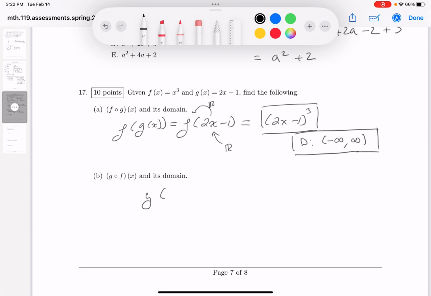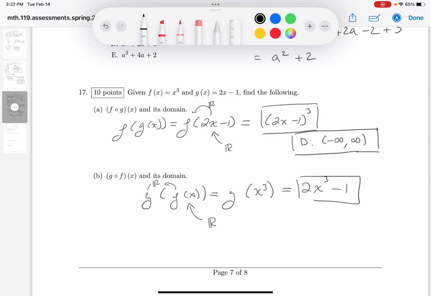This is g of f of x. Well, what's f? It's x cubed. What does g do to it? It doubles the argument and then takes 1 from it. All right, let's go over this domain range thing again. What comes in? All real numbers. What goes out? All real numbers. Does g have issues with that? G has no issues with that. So what's the domain over here? All real numbers.